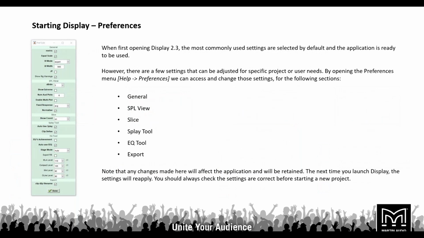Just going to highlight, most of these are self-explanatory. So I'm just going to highlight a few that are often overlooked as well, and they're very helpful. So these are divided in categories. You have General, which applies to everything that is within Display. SPL view applies just to the SPL section. So the slice, so the display tool, and so on and so on.